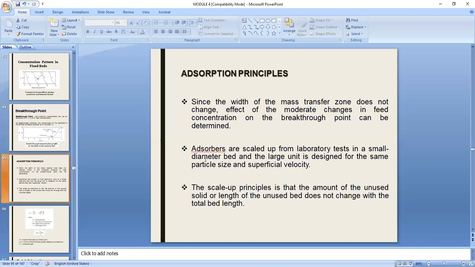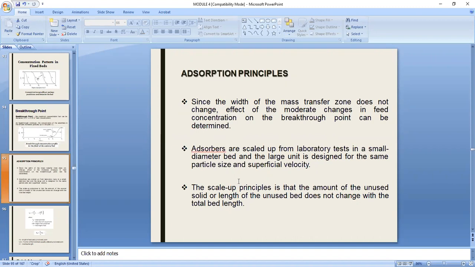Now, what are the very important adsorption principles that you are to take note of? Since the width of the mass transfer zone does not change, the effect of moderate changes in the feed concentration on the breakthrough point can be determined. Adsorbents are scaled up from laboratory tests in a small diameter bed, and the large unit is designed for the same particle size and superficial velocity. So what is done initially, class, is that the process of adsorption is first done in the lab. Then it's scaled up using the same particle size and superficial velocity.